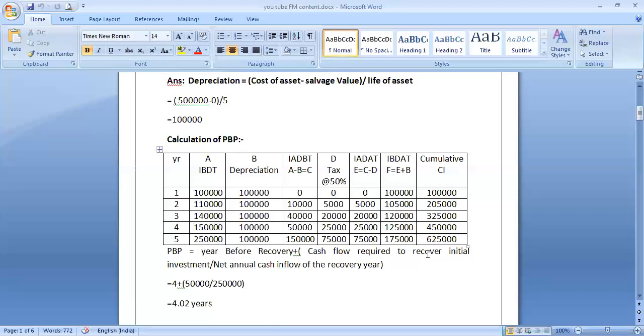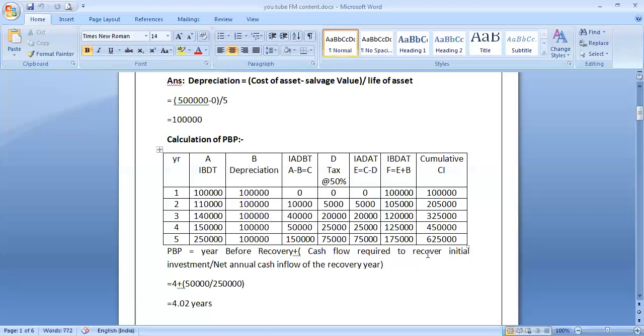Next one, calculation of the payback period. The formula is for the uneven cash flows, because the cash inflow for each year is different. So payback period for the uneven cash flow is year before recovery plus cash flow required to recover initial investment divided by net annual cash inflow of the recovery year. So complete the bracket.